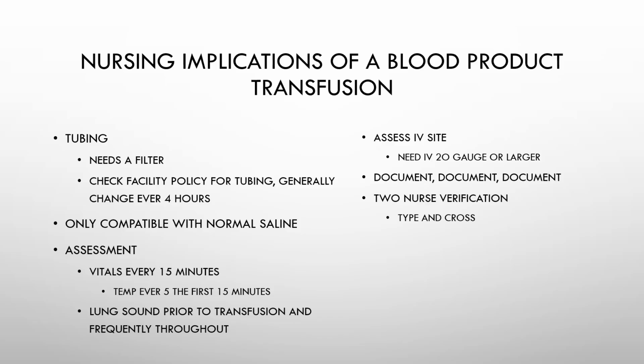Documenting, and then it is a 2-nurse verification. So we will verify with another registered nurse or an LPN: this is my patient, this is their blood type, this is their band. We go through all of the patient identifiers and compare them to the blood product that we're given to make sure that we're giving them the right type, so we're not going to cause any of those hemolytic reactions.